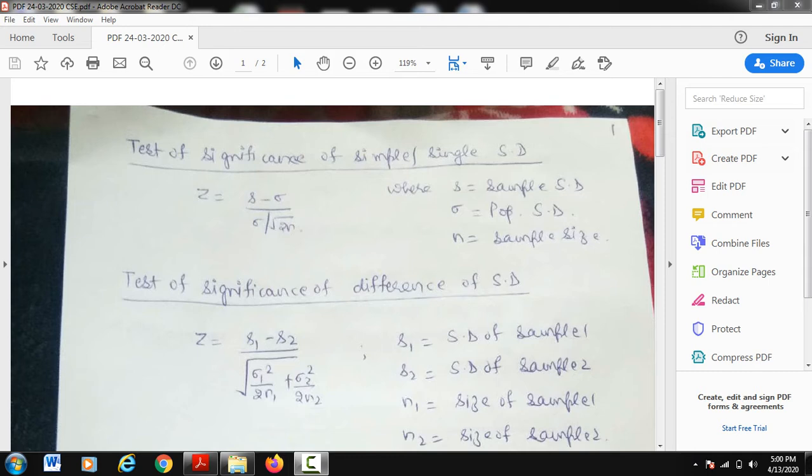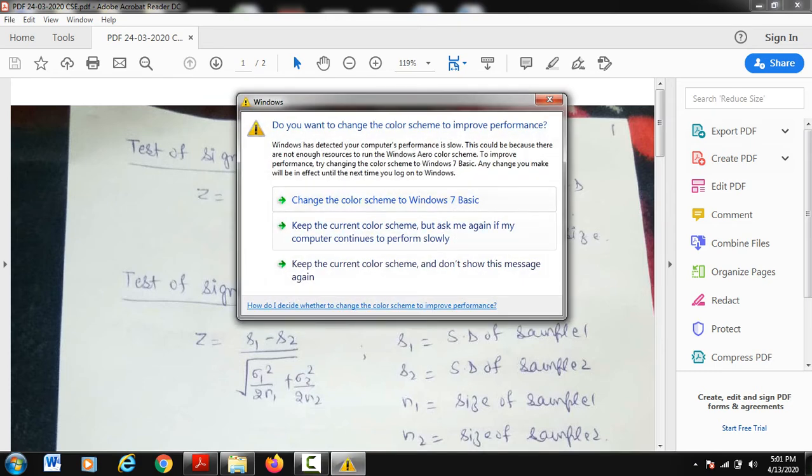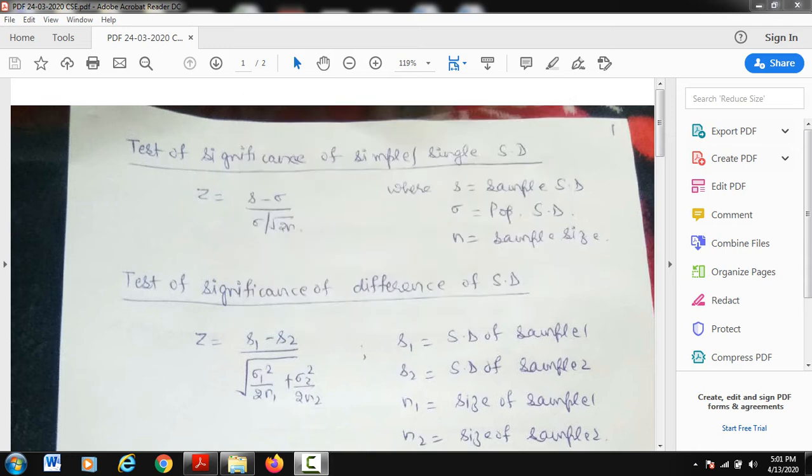Okay, so first of all students, I am going to tell you the formula for the Z statistic that we use in this application. For the test of significance of a single standard deviation, we use the Z statistic as Z is equal to small s minus sigma over square root of 2n, where small s means the sample standard deviation, that is the standard deviation of the sample we have taken, sigma stands for the population standard deviation, and n is the sample size.